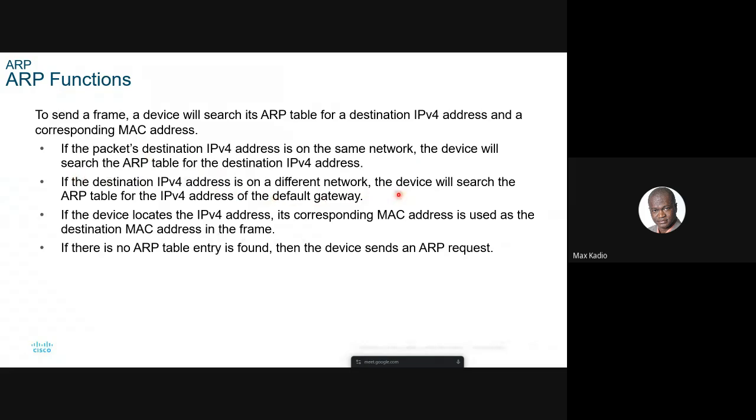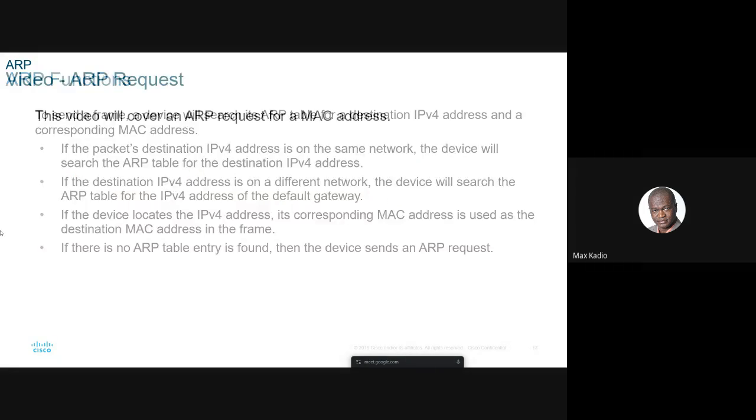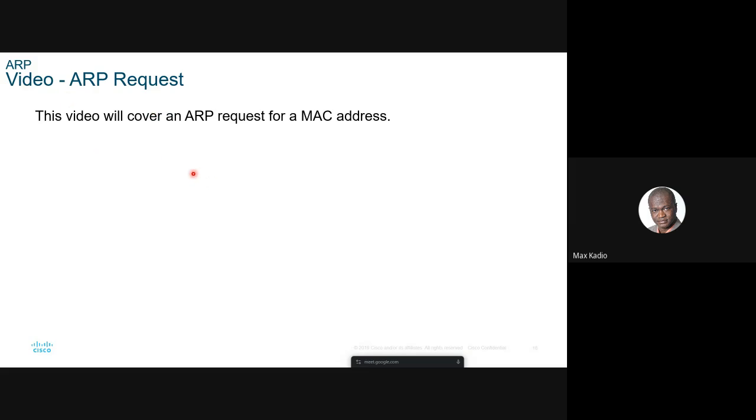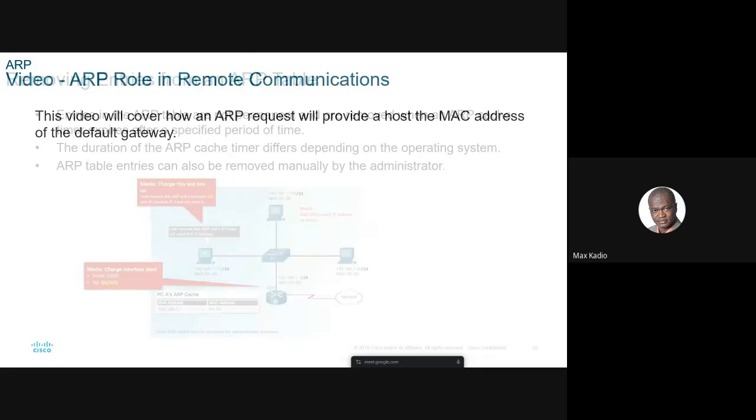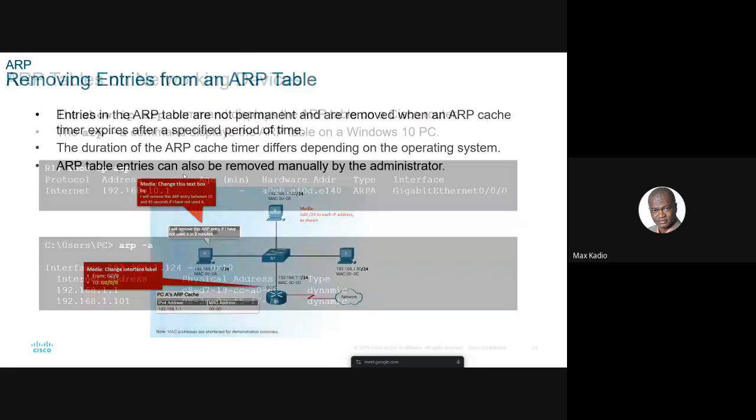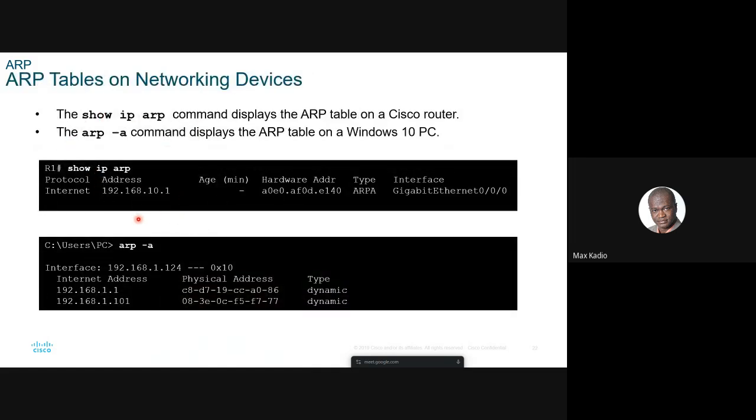Okay, and anyway, if you understood what we explained, you also have a video, it's exactly the same thing. Sometimes it's a bit confusing here. So show IP ARP displays the ARP table on a Cisco router, and ARP space dash A displays ARP in Windows.